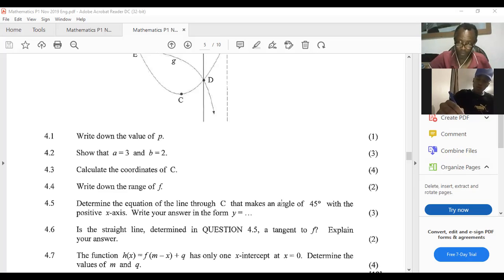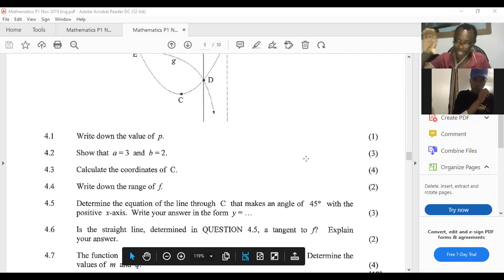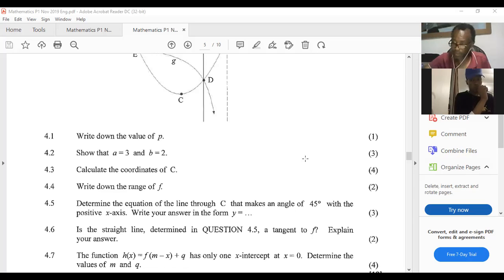Why is it y is an element of real numbers? You are right, y is an element of real numbers is possible for some graphs.